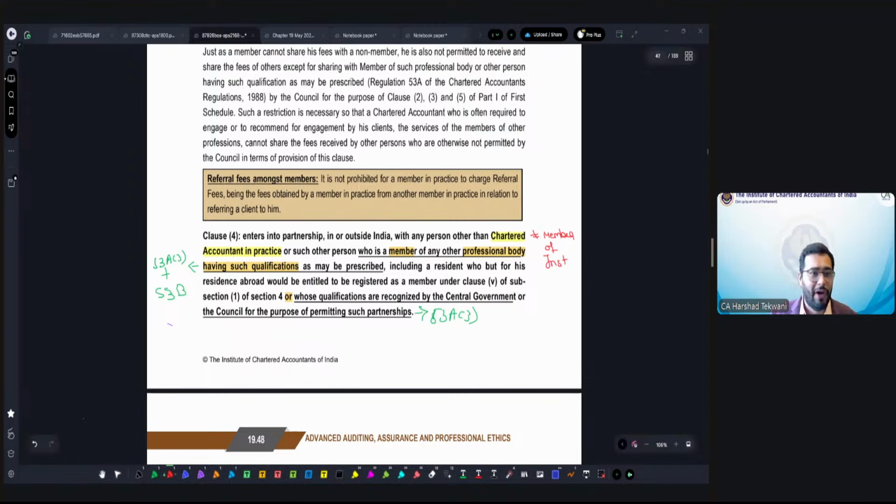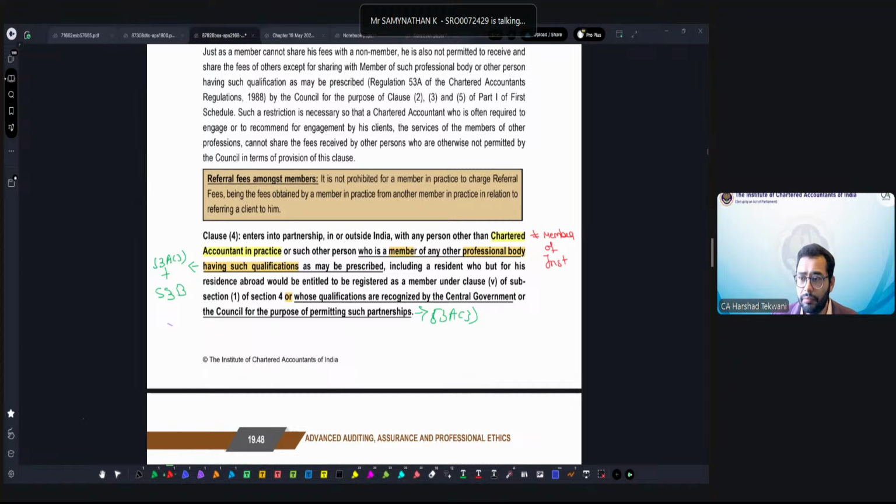Now, can anyone tell me the reason why it is so? Why do we have this particular kind of scenario? Anyone, quickly. If you have gone through it, you will already be aware why it is so. Why do we not allow a member of institute to be a partner, but we allow paying them or receiving from them, but we can't enter into a partnership with them unless they are seen in practice?